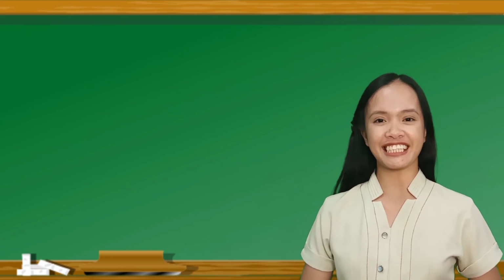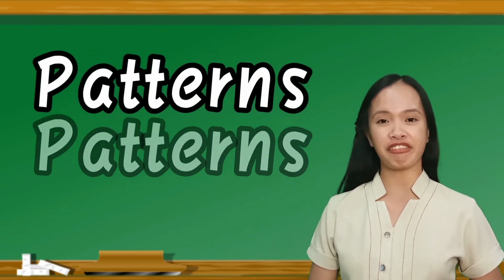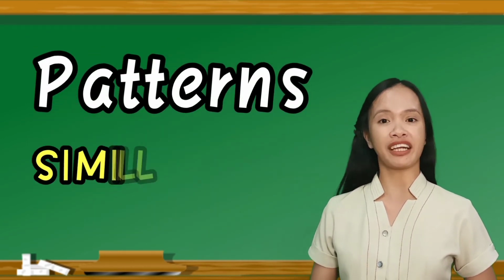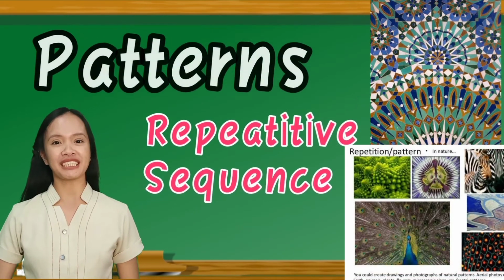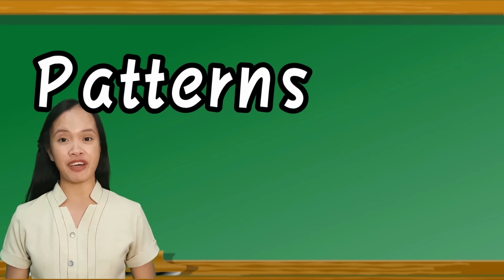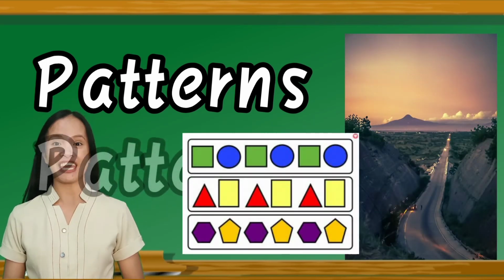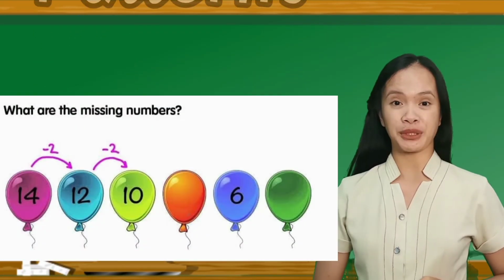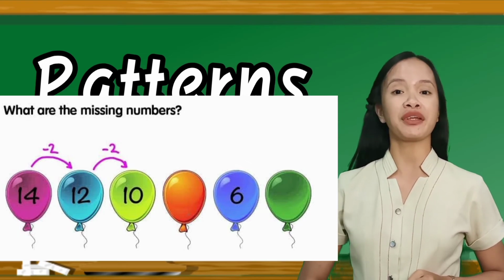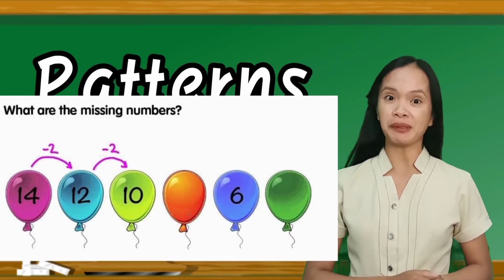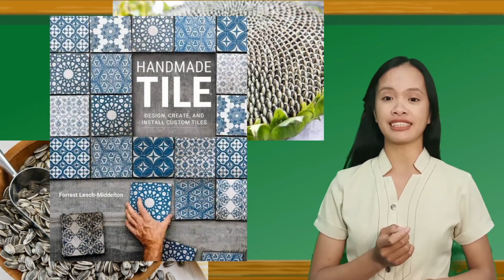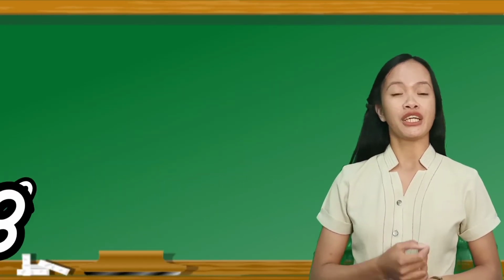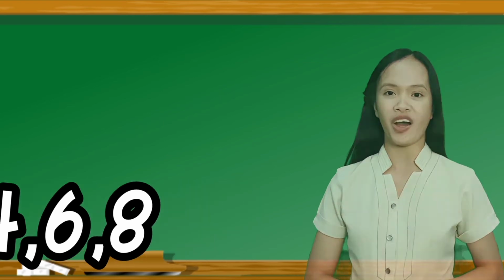In your previous years, patterns is perceived by simply looking at the similarities of objects or things. Patterns are repetitive sequences that can be found in nature, shapes, events, sets of numbers, and almost everywhere you care to look. For example, seeds in a sunflower, tile, the number sequence 2, 4, 6, and so on.